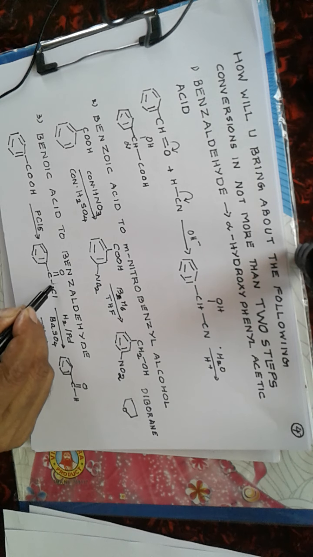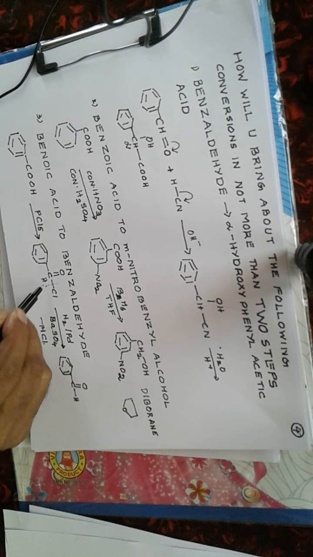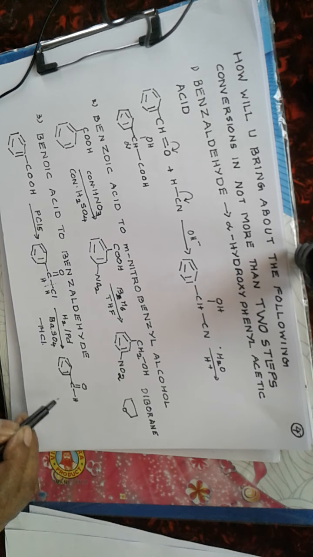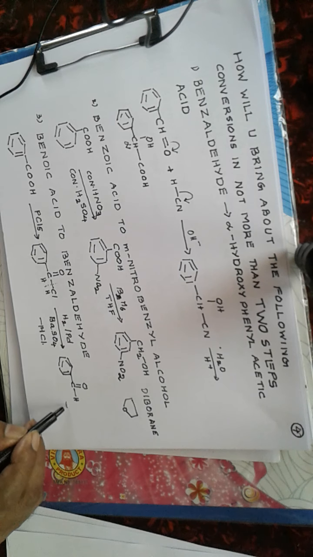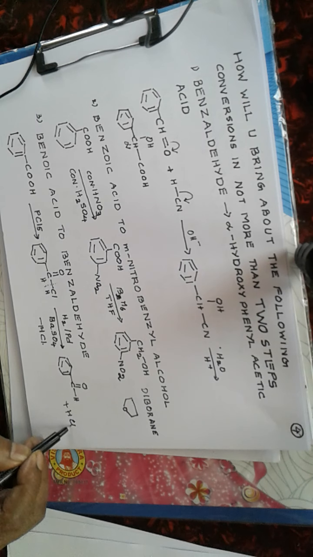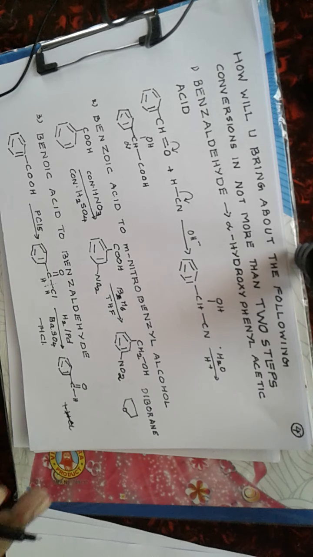Then benzoic acid to benzaldehyde, the reaction is simple. You replace the OH group by Cl using PCl5, so that COOH is converted to COCl. Then the reduction reaction, that is named reaction, Rosenmund reduction, hydrogen, palladium and barium sulfate. The C-Cl bond breaks and H adds here. We get CHO plus HCl as the next product. So that is the method.